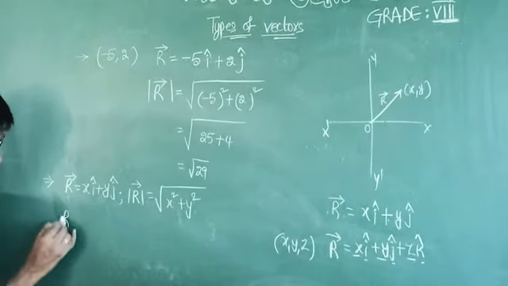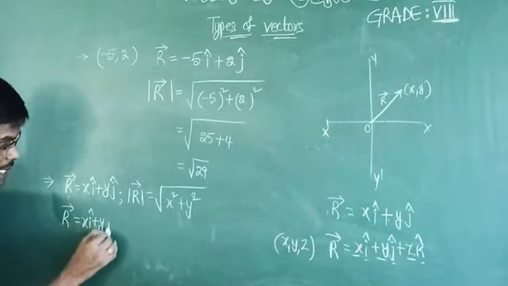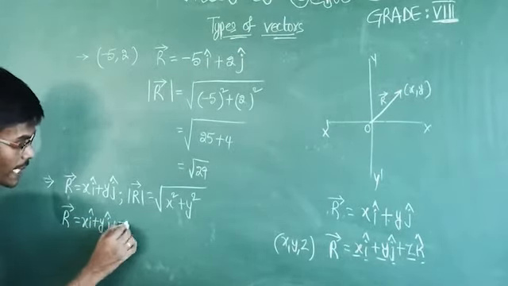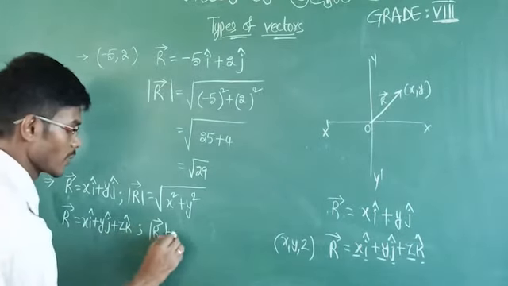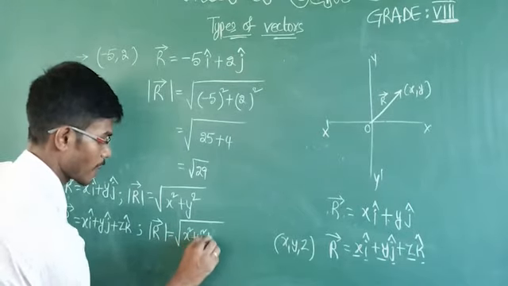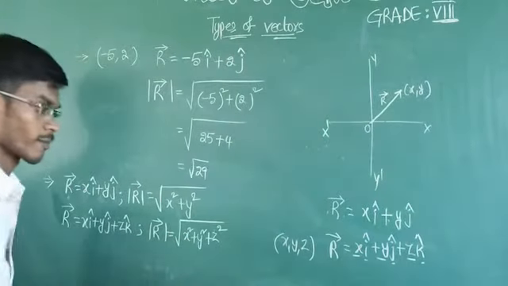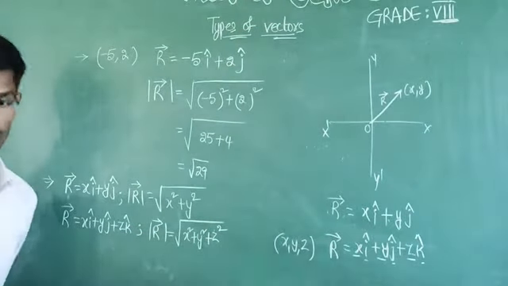Suppose it is having a third dimension, x i cap plus y j cap plus z k cap, then modulus of r bar can be written as root over x square plus y square plus z square. Okay, root over x square plus y square plus z square.